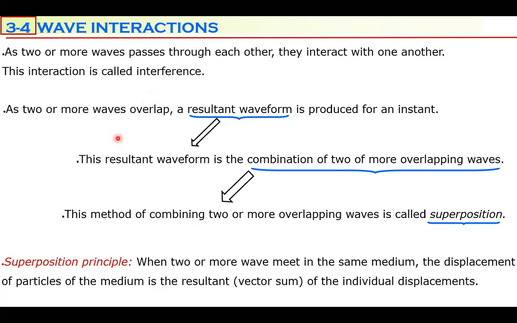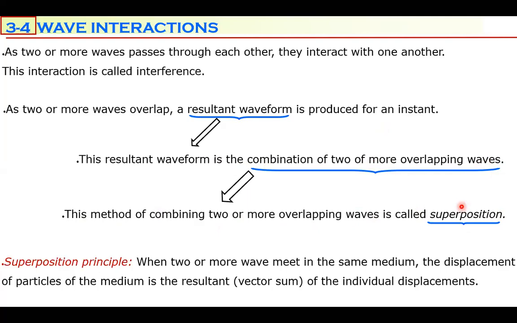As two or more waves overlap, which means meet, a resultant waveform is produced for an instant. Yani, these two waves make a resultant wave, a third wave, for a short time. This resultant waveform is the combination of two or more overlapping waves. If two waves meet each other, it is going to be a combination of two waves. If three waves meet each other, it will be a combination of three waves. But in this section, we will only study two waves. This method of combining two or more overlapping waves is called superposition.